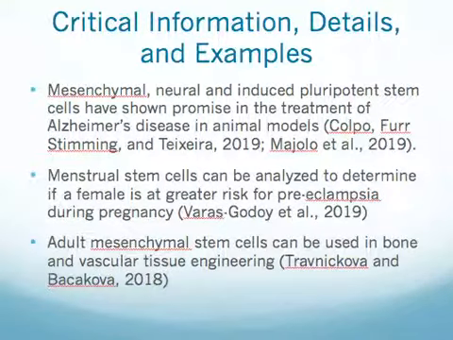Okay, so some critical information, details, and examples. Basically, what I did here is through the research, anything that kind of stood out to me as something I felt was important, I'm going to talk about here. So, the first study that I came upon was actually two groups: Colpo, Fur, and Stymie, and Chichera in 2019, and Mahula et al. They looked at mesenchymal, neural, and induced pluripotent stem cells to see what effect they have on the treatment of Alzheimer's disease. And they were using animal models, just to see the treatment there.